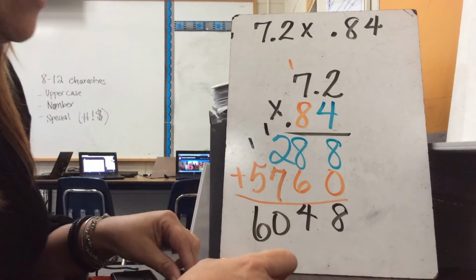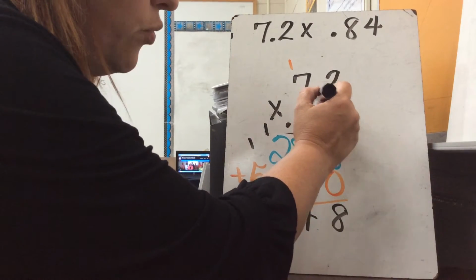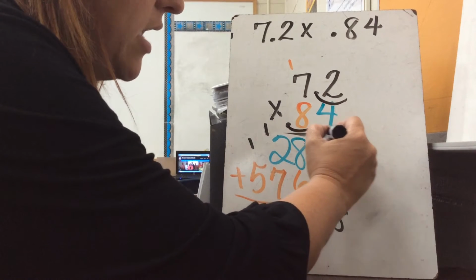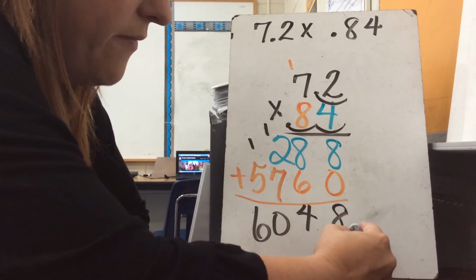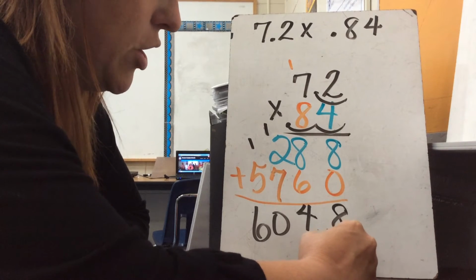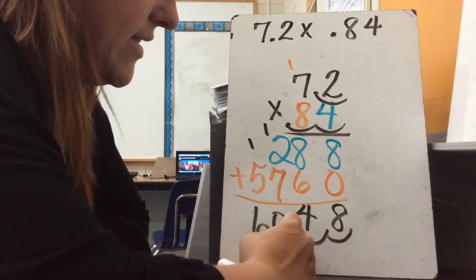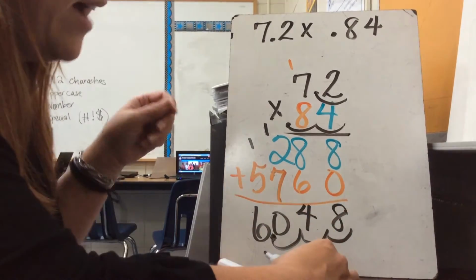Now, those decimals are going to come back into play. So what I do is go up here and count 1 place, 2 places, 3 places. Then you go to the very end of the number and move that many places. So 1 place, 2 places, 3 places. So my answer is 6 and 48 thousandths. Okay.